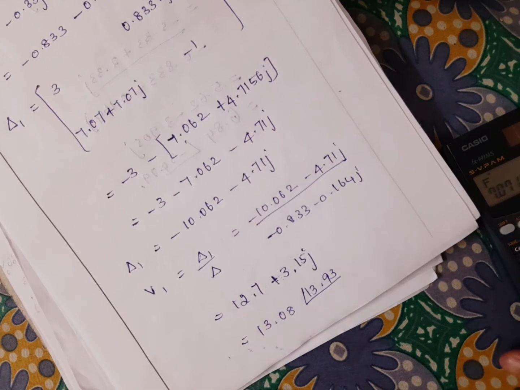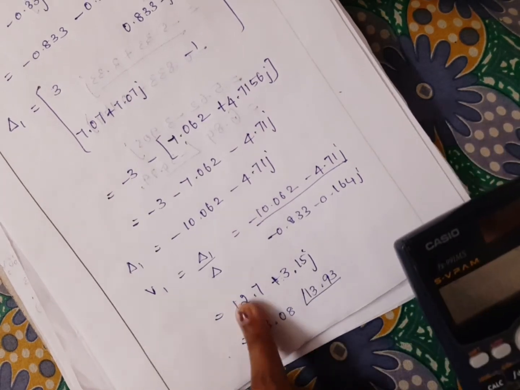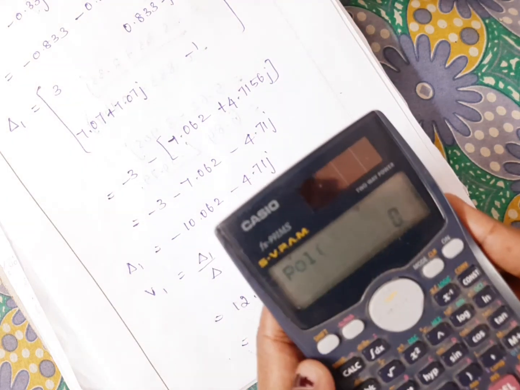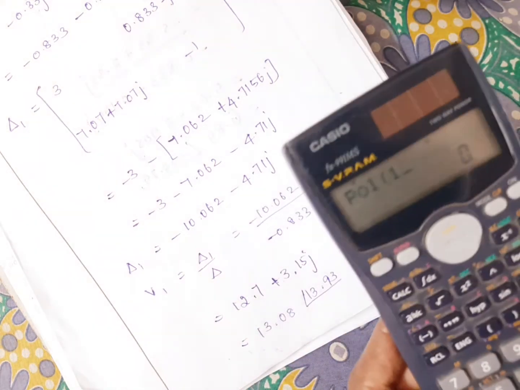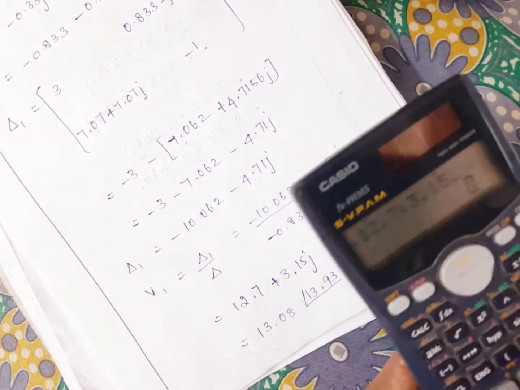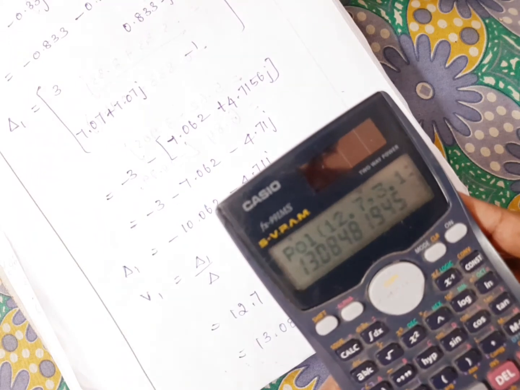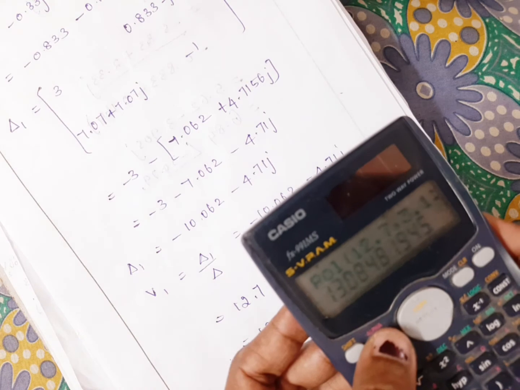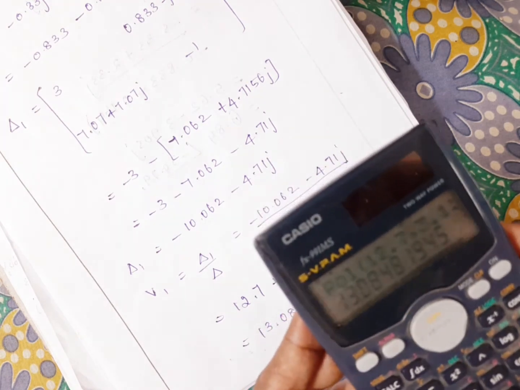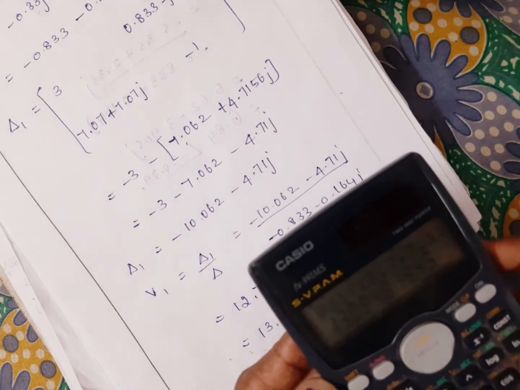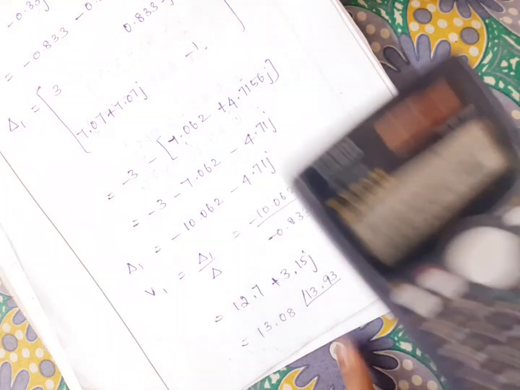And now in order to convert this rectangular form to polar form, we are substituting shift pol of 12.7 comma 3.15j. Okay, so what is the answer? 13.08. In order to see the angle, shift, sorry, not shift, alpha f, okay, equal to, so what is the value? 13.93. So you got the V1 value.